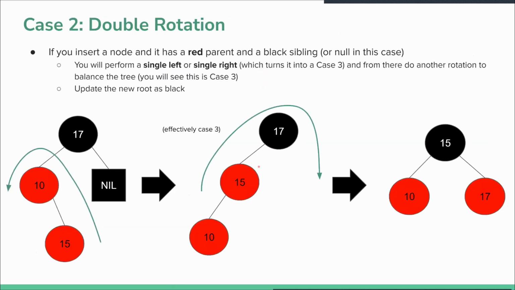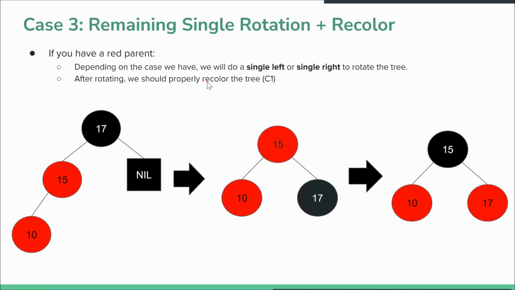We pull this downward and we get a state where we have 10, 15, and 17, and we need to recolor. That's a part I shouldn't have skipped when I explained this. The reason I say it's odd is we have to recolor our tree as follows.